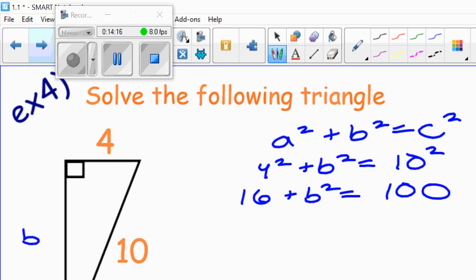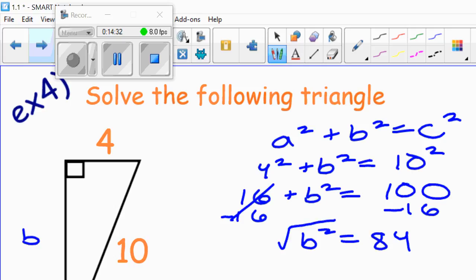Now I've got to solve for b squared. So you're adding 16, so the opposite is subtract 16. So I get b squared is 84. And how do you want to undo a square? Square root. So I get b is the square root of 84. And I don't believe that works out, correct? Correct. So we have to tree it.